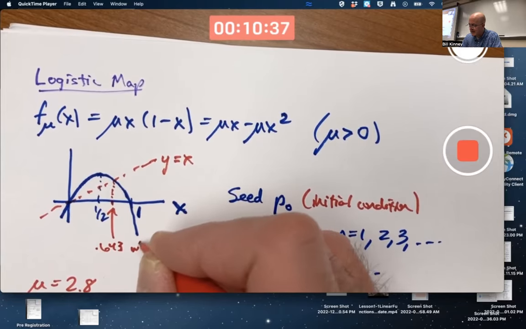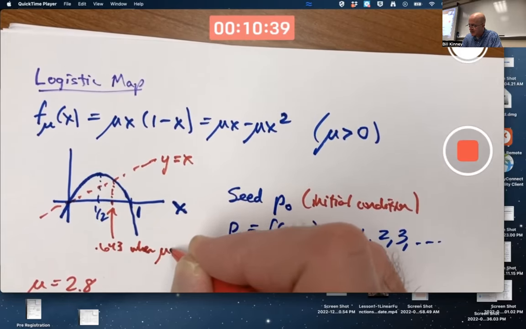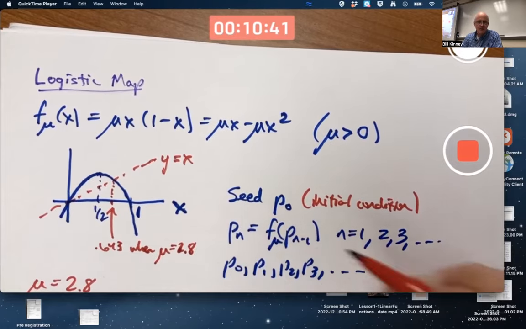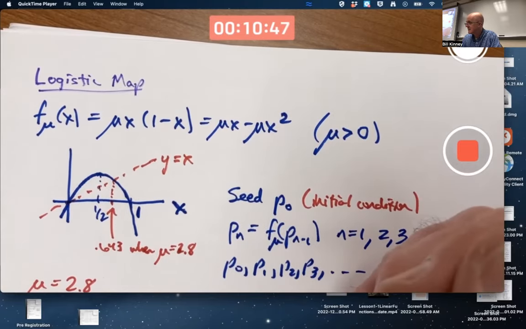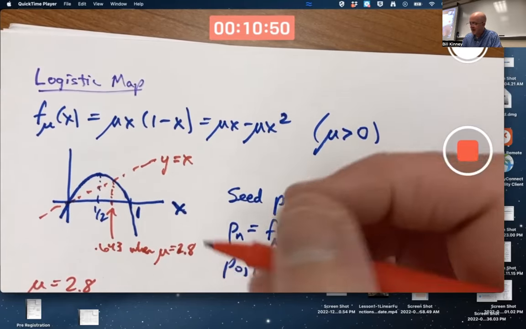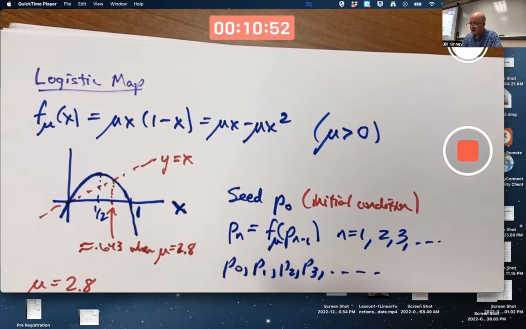0.643 when mu is 2.8 at least. When mu is not 2.8, it's probably something different, right? That would make sense because the graph would change. About 0.643, it seems, when mu is 2.8. That's your fixed point.